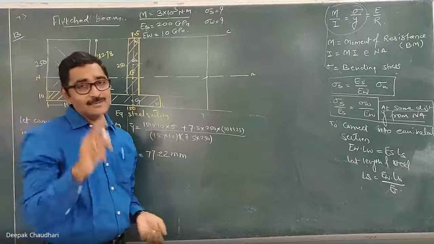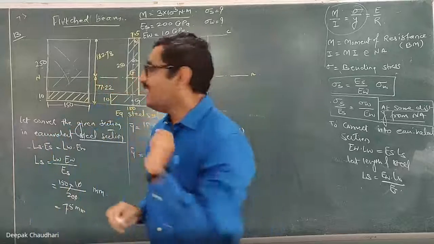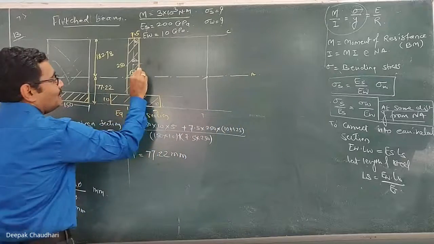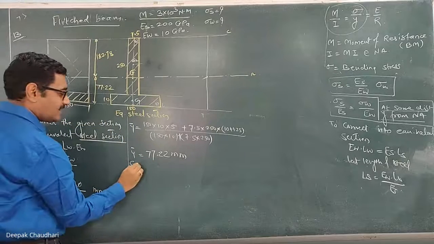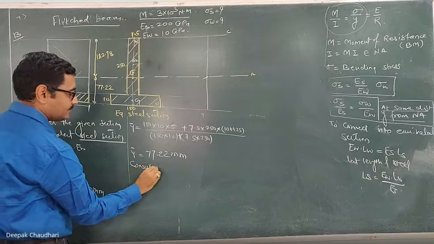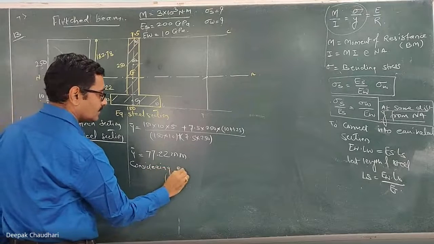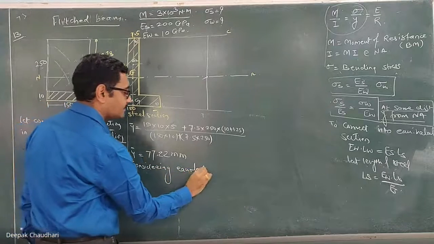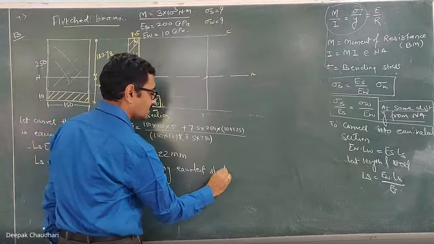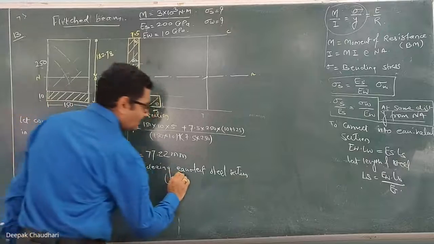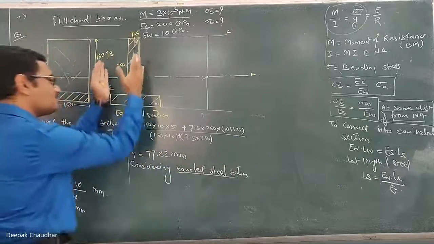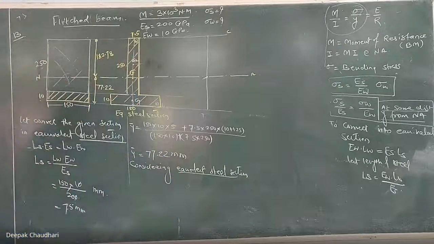Last time, we used two methods to solve this. This time I will show you how we solve it by considering the equivalent steel section only. We are not going to consider the composite section, but we are going to solve the sum by considering the equivalent steel section.